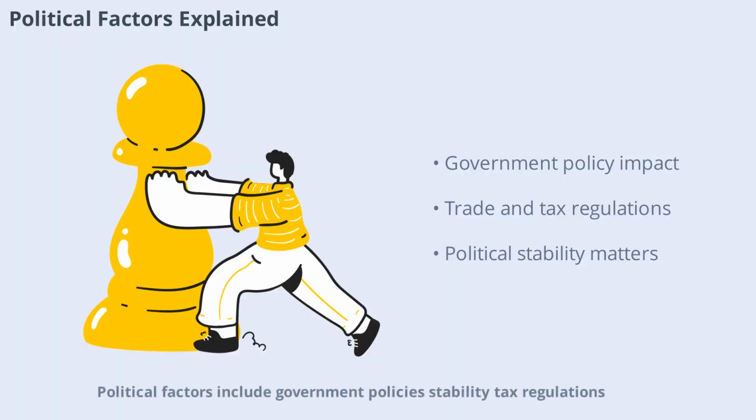Political factors include government policies, stability, tax regulations, trade restrictions, and political events. These elements can influence how businesses operate, expand, or even survive in certain markets. For instance, a change in trade policy might open up new export opportunities or conversely introduce barriers that threaten existing operations. Keeping an eye on political trends helps organizations anticipate regulatory changes and adjust their strategies accordingly.